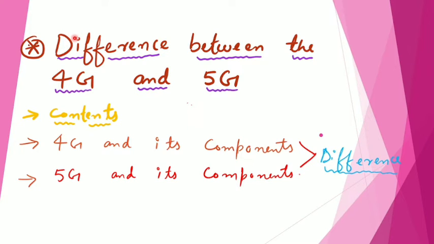Today we are going to discuss the 4G and 5G and the difference between the 4G and 5G communication systems. In the content section, firstly we will discuss 4G and its components. Then we will discuss 5G and some of its components, and after that we will briefly discuss the difference between 4G and 5G. We also compare 4G and 5G with 3G in some parts. So let's move to the next slide.